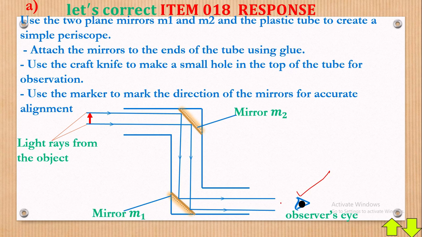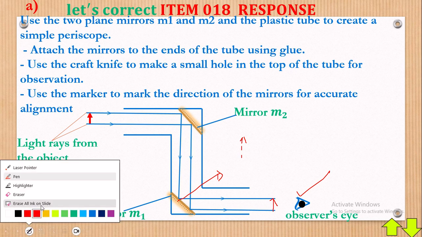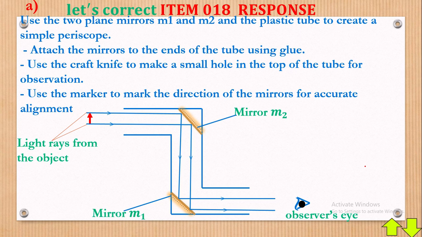Here we have the observer's eye. The correction is that we are not meant to put the image right here, because plane mirrors don't form real images, but virtual images, and in physics, for virtual images we use dotted lines. But if you don't know how to clarify that, you can just leave it as this. This will make some sense, like that.